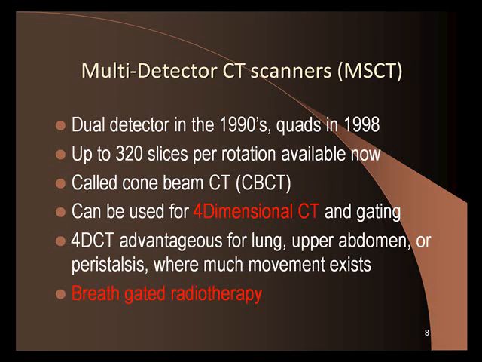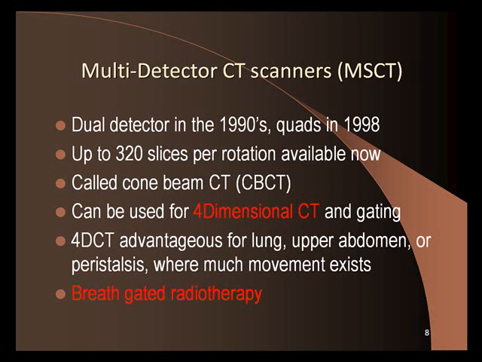The dual detector came around in the 1990s, and then there was a quad detector, 4 detectors in a row, so 4 slices per rotation in 1998. Now we're up to about 320, and they keep adding more detectors. So 320 slices in one rotation. A lot of patients can get scanned with just one rotation, so they lie down and get scanned in like a millisecond.